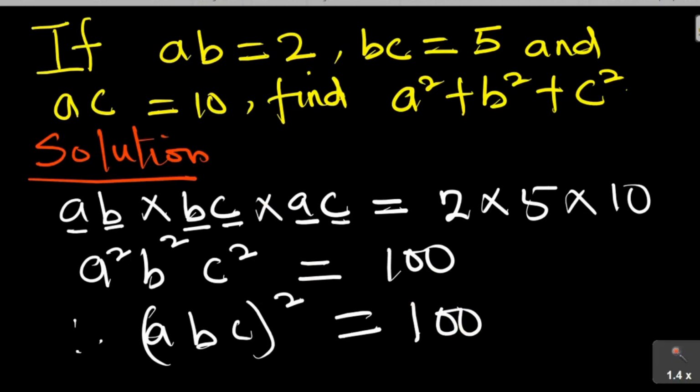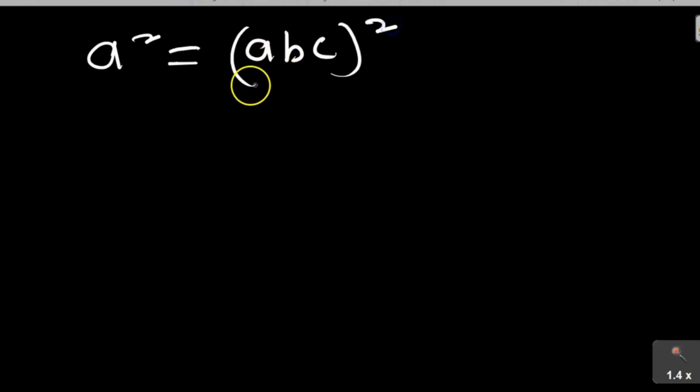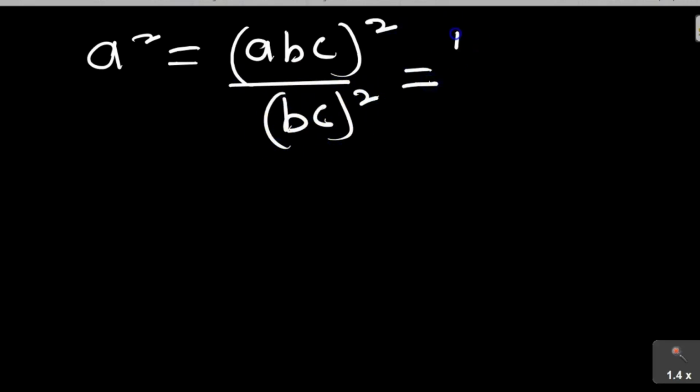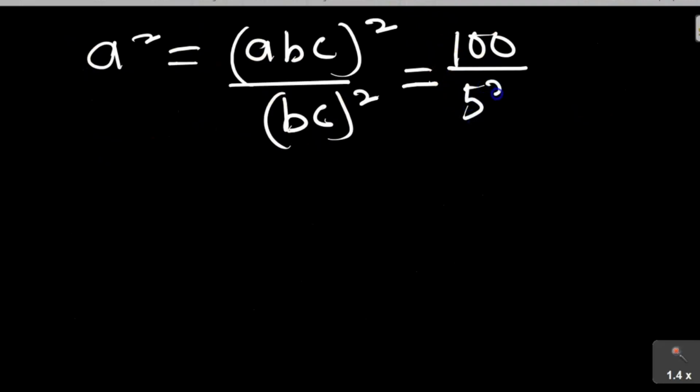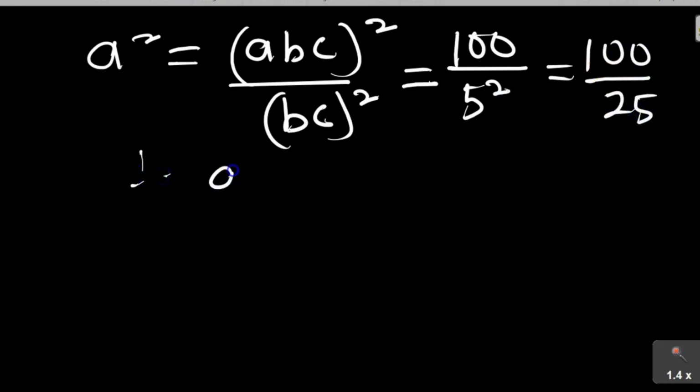Now, how do we get A? To get A squared, I will say ABC all squared over BC squared. ABC all squared is 100. BC is 5. So I need 5 squared. So 100 over 25. Therefore, A² is equal to 4.